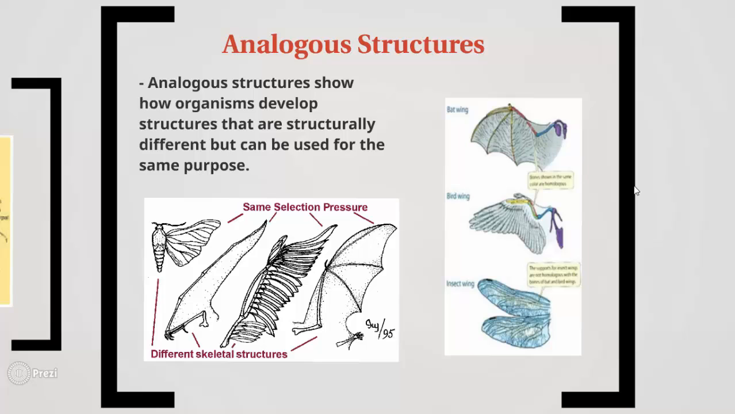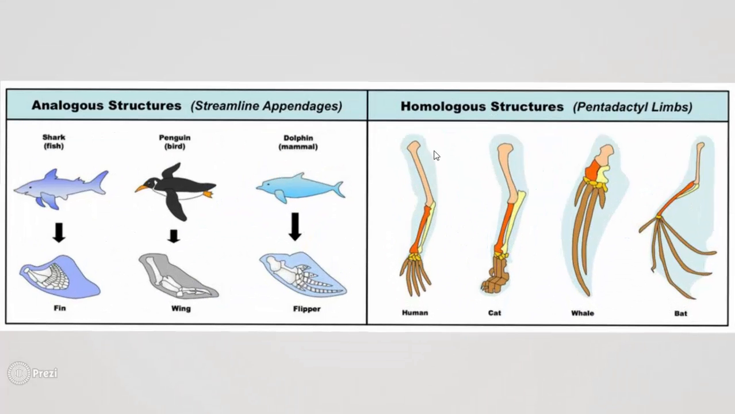Analogous structures show how organisms develop structures that are structurally different, but can be used for the same purpose. Examples are the many, many types of wings in the animal kingdom. We have an insect wing, a bird wing, and a bat wing. The whole purpose for these wings is so the animals can fly, but they are structurally different. So that means that these wings have adapted to specific environments, specific niches, specific predator-prey relationships.